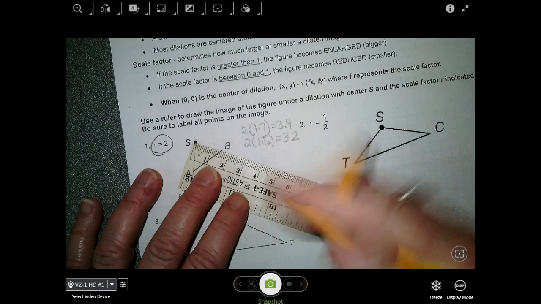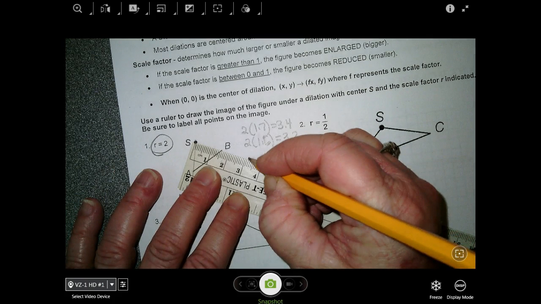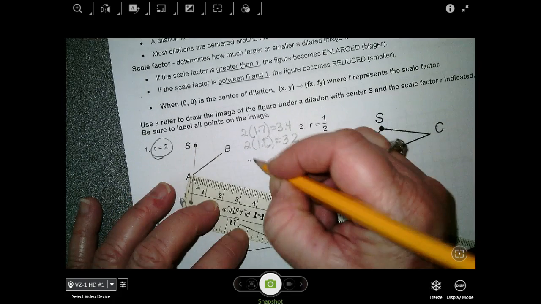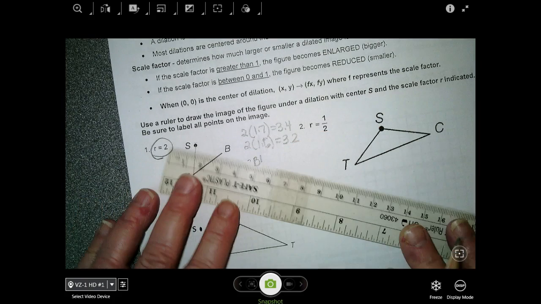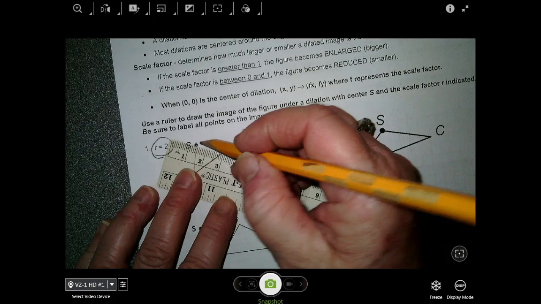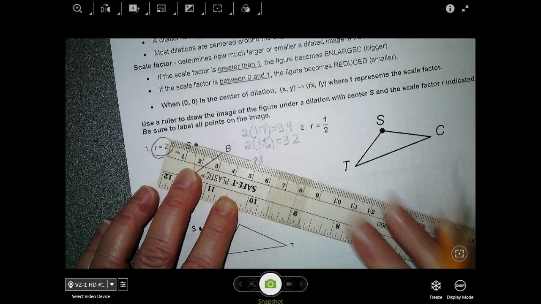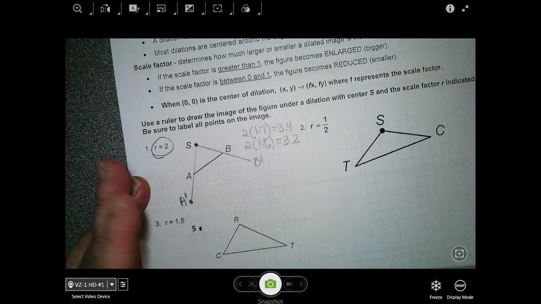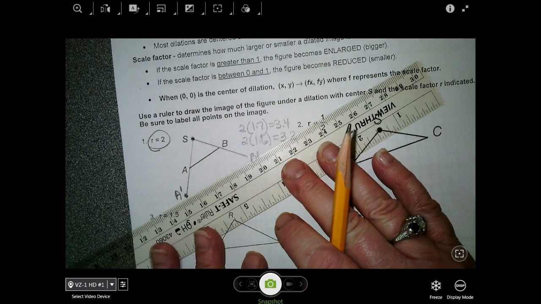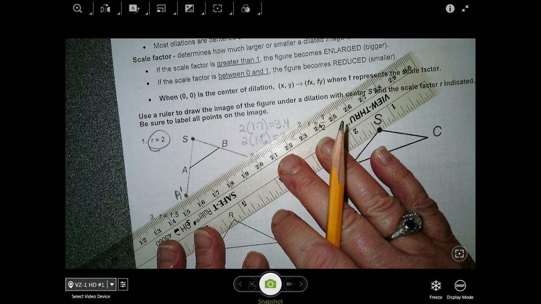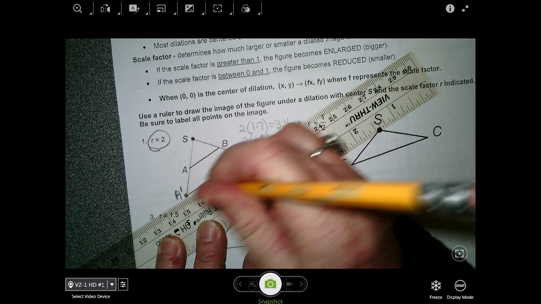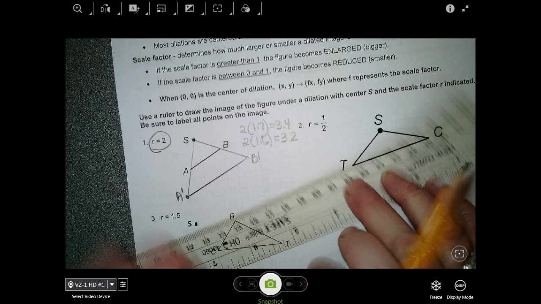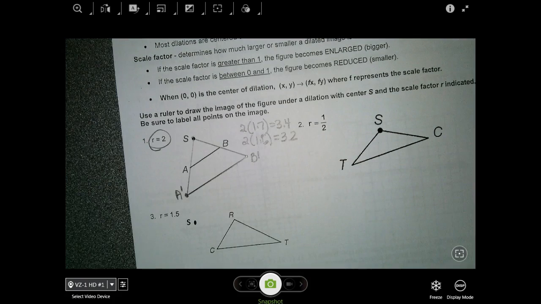Hold your ruler still. Go out to 3.2, make a dot, and label it B prime. And if you want to connect those, that's fine. Everything should be on a straight line. Okay, but now, since we were blowing up segment AB to segment A prime, B prime, we need to connect A and B. And there we did it. So all that is, B prime and A prime are twice as far away from S as A and B.